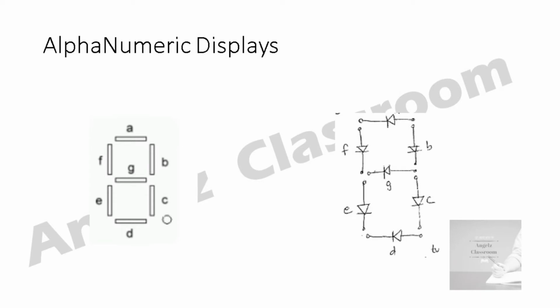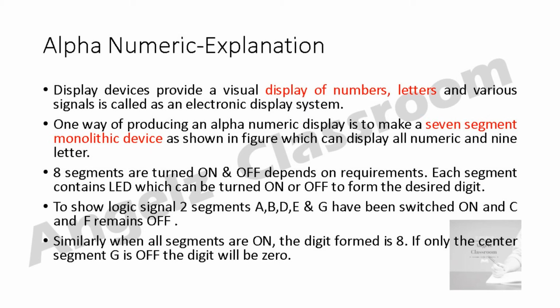So this is the corresponding alphanumeric display. On the left-hand side you are seeing an 8 display, where the electronic component will be placed on the specified path. Each diode will be placed across each character. The display device normally provides a visual display of numbers or letters. These are called electronic display systems. For this display, I am going to use a special monolithic device.